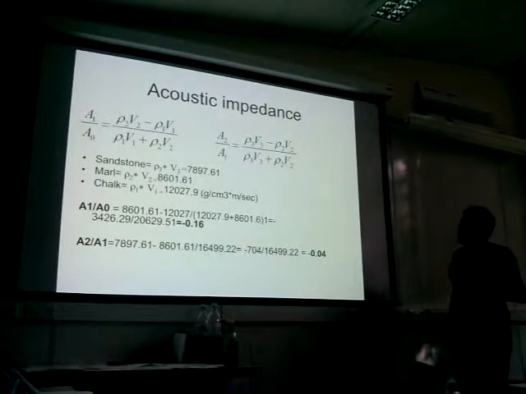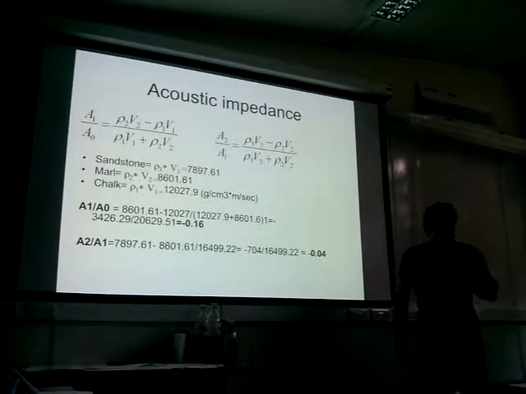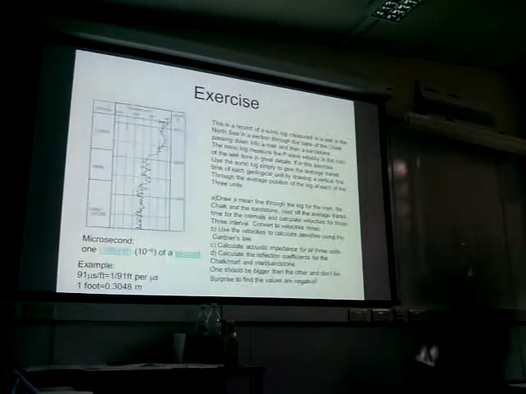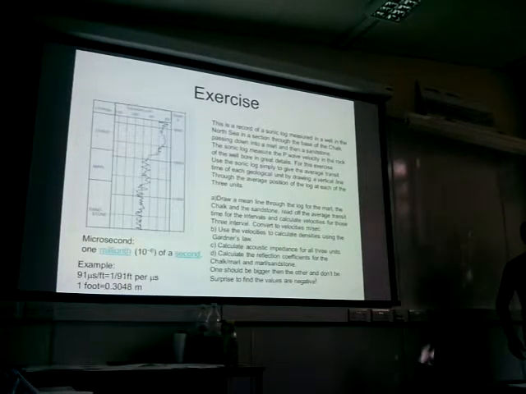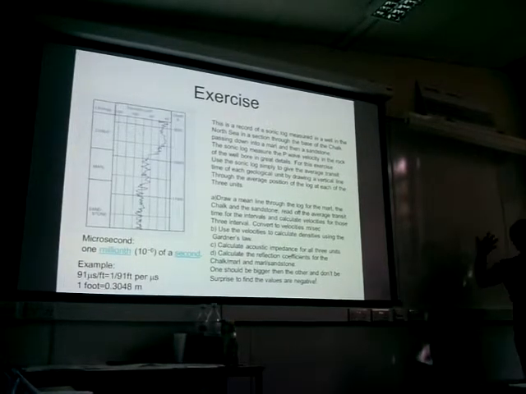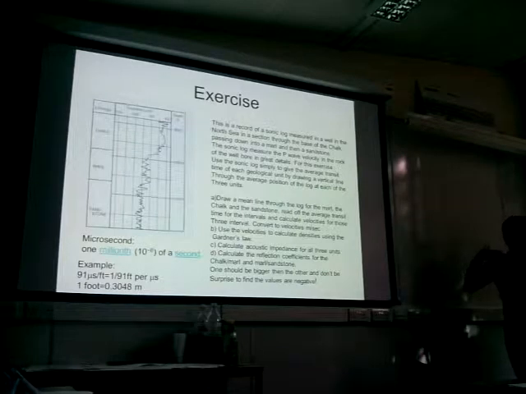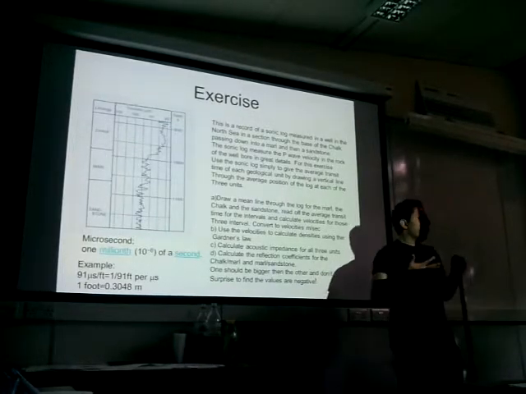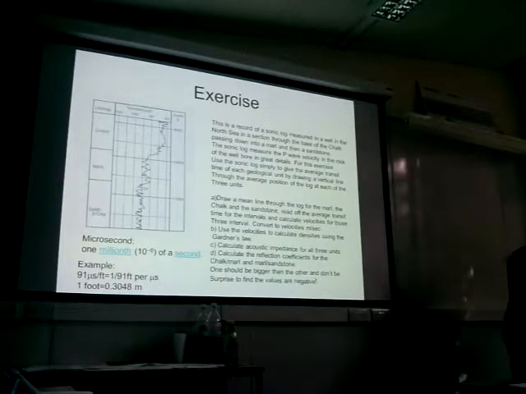What I need to do now is calculate the reflectivity parameter. I have 2 reflectivity parameters. Remember that the 2 reflectivity parameters are chalk-marl and marl-sandstone. Those are basically the 2 reflectors for which I want to predict what kind of brightness, in terms of reflectivity, I should expect to have.